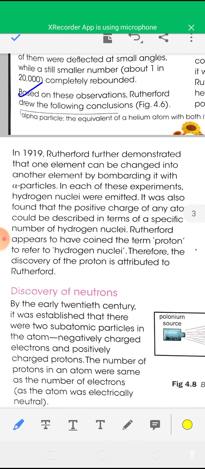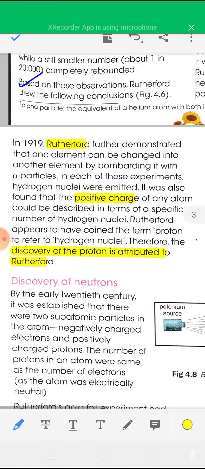Later, Rutherford discovered the proton. The contribution of the discovery of the proton is attributed to Rutherford because he finally discovered this positively charged particle. The proton is a positively charged particle which is present in the nucleus of an atom.